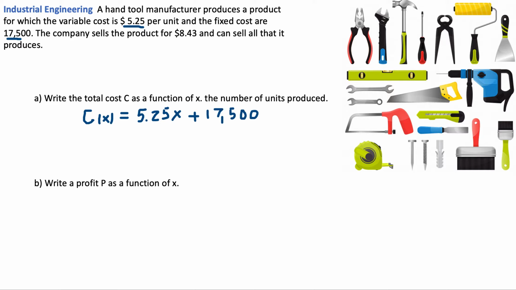Now it says write the profit as a function of X. But before we write the profit, we have to find the revenue. Let me write the revenue as a function of X. The revenue is the units the company sells. The company sells the product for 8.43, so each unit sells for $8.43. It means 8.43, and instead of the units, we don't know how many units, so we write X.